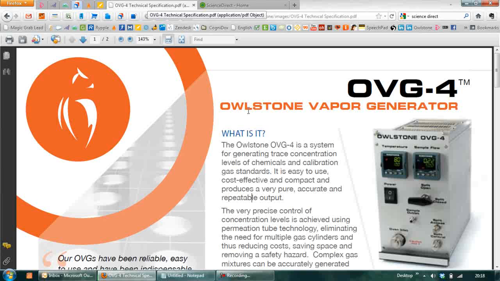It can be used to generate test standards for calibration of gas sensors and instrumentation. So one of the target markets for the OVG is universities who need to test their own sensors they develop as part of their research.